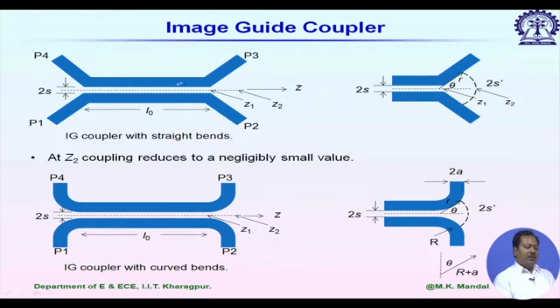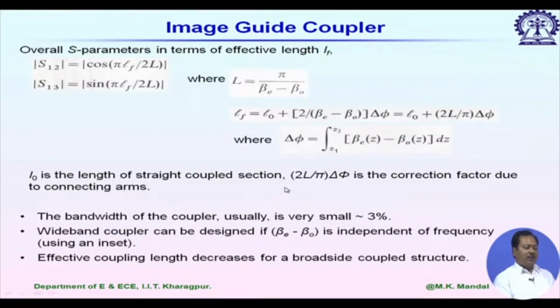For this example, we are showing different types of termination. So, from this coupled section, how we are dividing power among port P1 to P4. For the first one, we are using a straight junction. For the second one, we are using a rounded junction. The rounded junction shows somewhat improvement in terms of bandwidth.